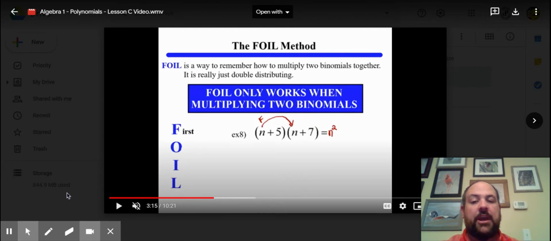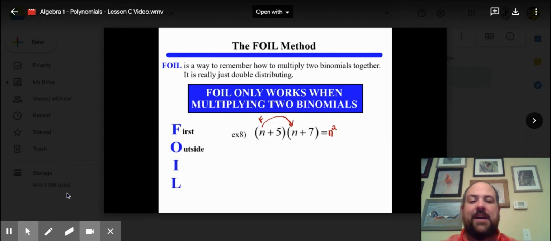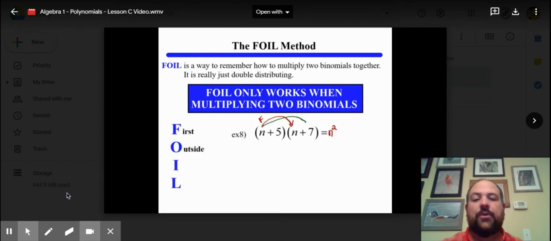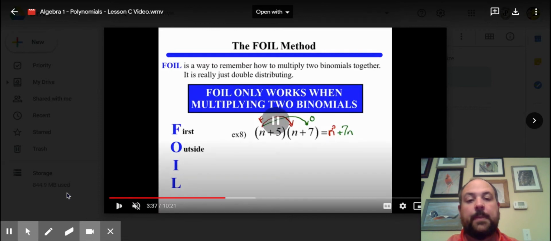Next, we go to the O. The O stands for outside or outer terms. If I think about those 4 terms, the n plus 5 and the n plus 7, the first n and the 7 are on the outside of the group of 4. So that's going to be our outside multiplication, and that's going to give us positive 7n. Oops, I erased too much there. So let's see. n squared plus 7n is what we have so far.